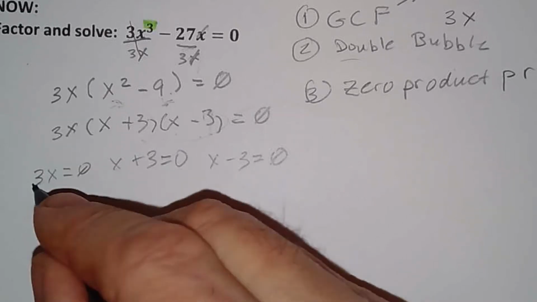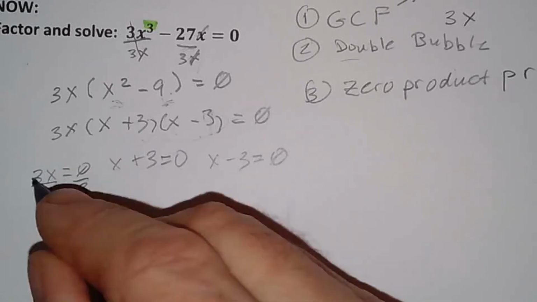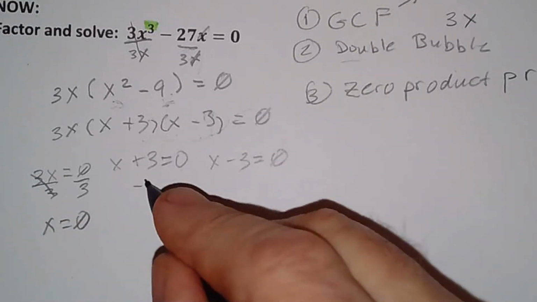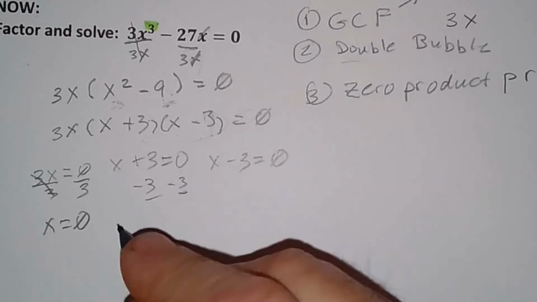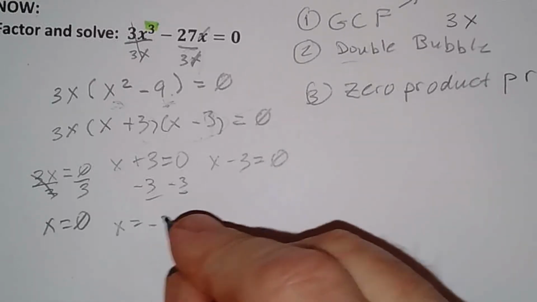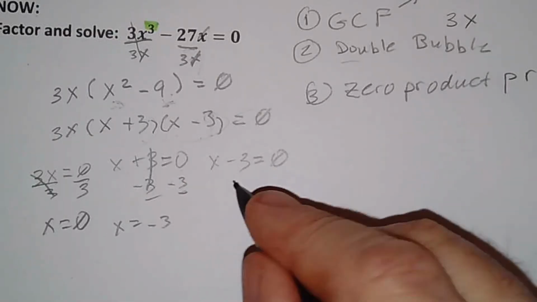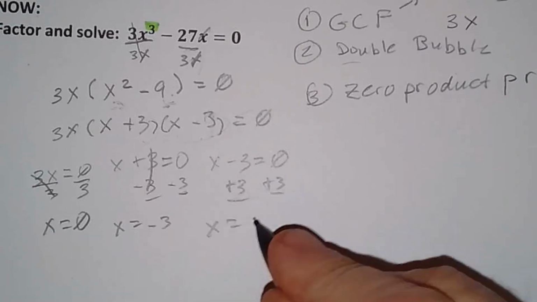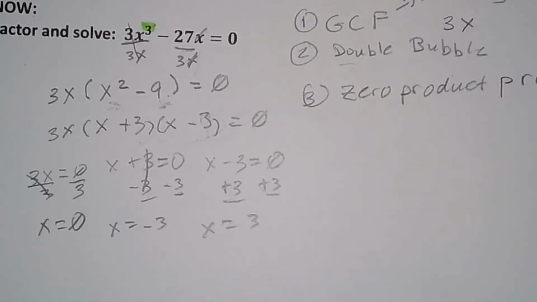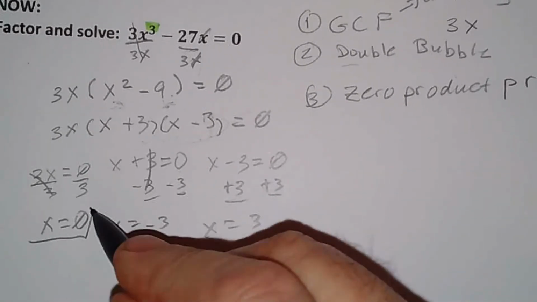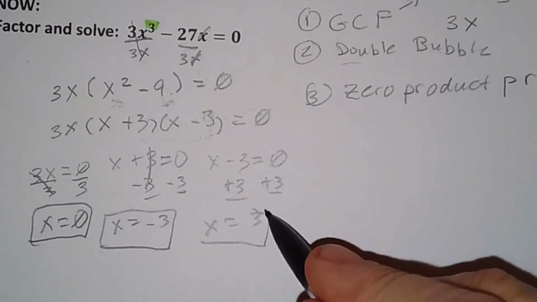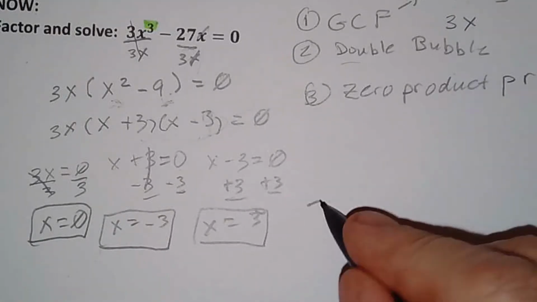We divide by 3, of course, here, and we get x equals 0. We would subtract 3 on each side over here, and we would get x equals -3. And over here, we would add 3 to both sides, and we would get x equals +3. So those are our 3 answers: x equals 0, x equals -3, x equals 3. 3 solutions.